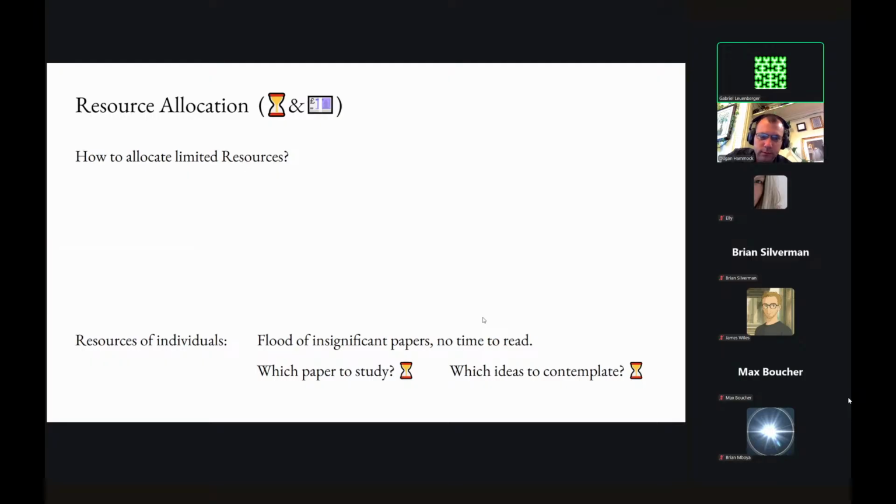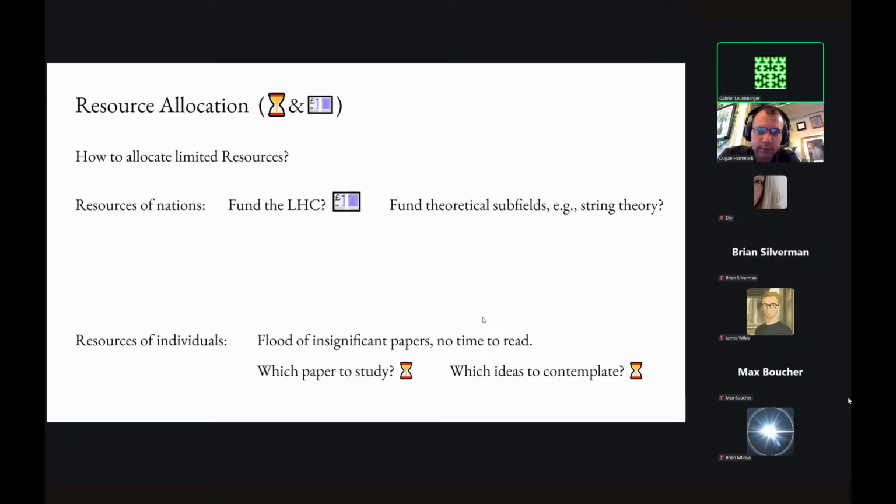How do you allocate your time resources for reading papers, for contemplating ideas, for all that stuff? On the lowest level, this is the microeconomic level here. And then, for instance, at the highest level, there are questions about allocating resources, such as should we fund a certain large science project, like a huge experiment, or should we fund an entire subfield or not?